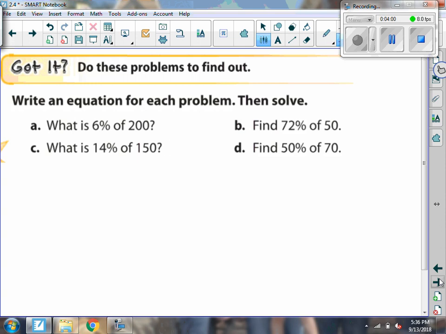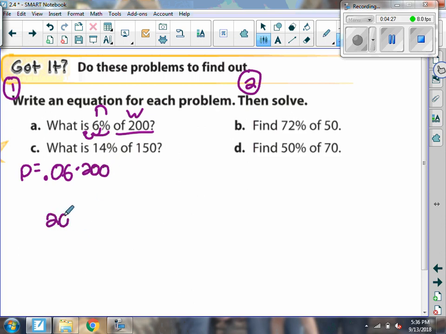Okay, so let's look at A. What is 6% of 200? So I'm going to create my equation. So write an equation, then solve it. So what is 6%? So here's my percent, of 200, here's my whole. So I'm going to have P is equal to, I have to write my 6% as a decimal, so it'll be 0.06 times 200.